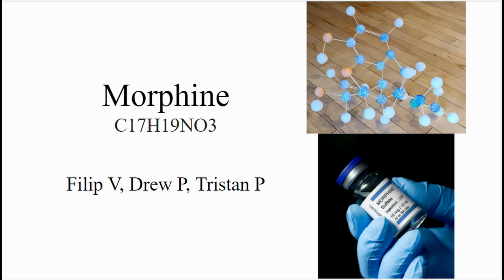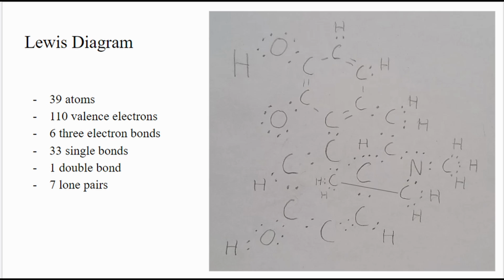Alright, so hello, my name is Philip, my partners are Drew and Tristan, and for our Make a Molecule project we decided to do morphine with chemical formula C17H19NO3. So, morphine Lewis diagram. This is the Lewis dot diagram for morphine.